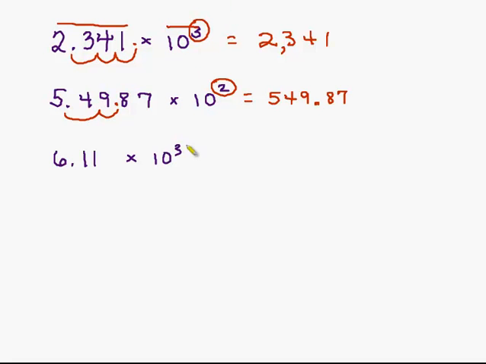In this case, we have 6.11 times 10 to the third. Again, this 3 tells us we need to move the decimal point 3 places. 1, 2, 3. Well, we have this space here, so we need to fill this with a 0. And that gives us 6,110. And again, notice how this didn't work out perfectly. The decimal point didn't just fall at the end of the number after the 1. We had to go in and add a 0.